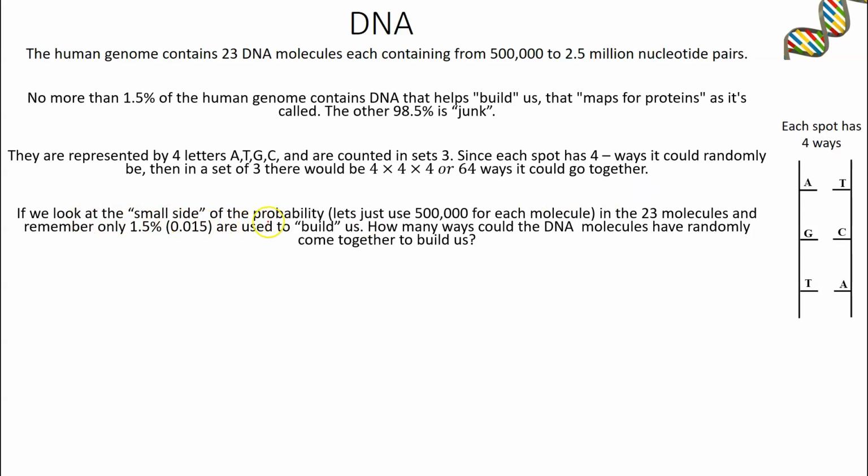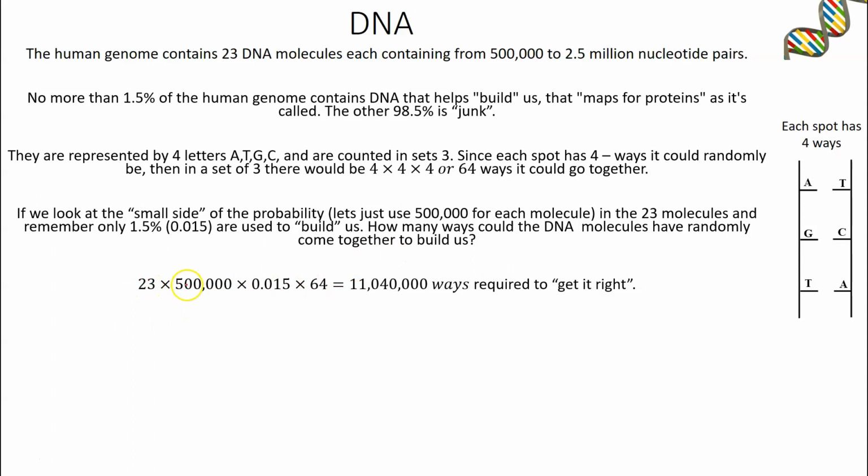If we look at the small side of the probability, we set up here that there's from 500,000 to 2.5 million pairs. I'm just going to skip that word and go to pairs. Let's use the 500,000, the small one. In the 23 molecules, remember that only 1.5% is used to build. The other 98.5% is just junk in the DNA. How many ways could the DNA molecule have randomly come together to build us? If it's true randomness, how many ways could that have possibly happened?